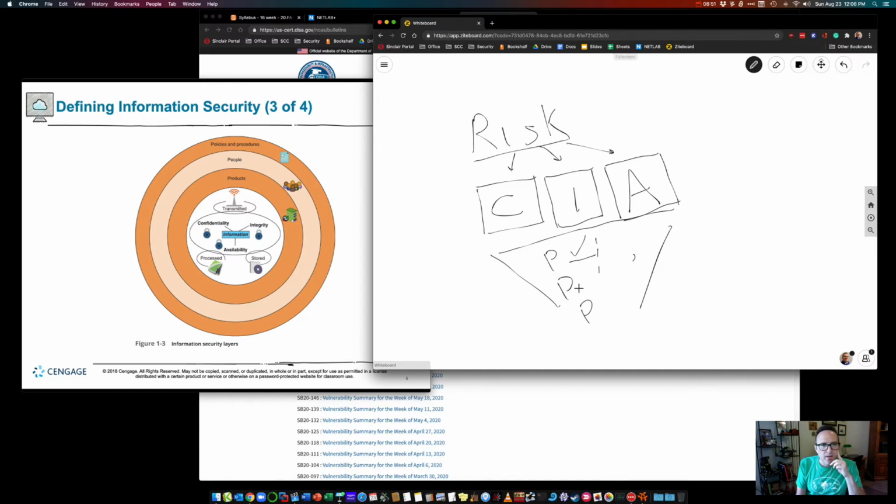So people, just that, right? Good old carbon-based life forms. We're the weakest link. Usually when it comes down to an issue of security misconfiguration, it's because someone missed it, or there was a policy or procedure that was missing, that was not created by somebody. So really, we are the central source. And of course, products.